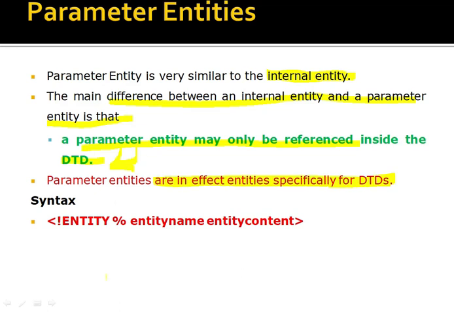And the syntax, how to use parameter entities. The syntax for internal entities we have seen: it begins with the ampersand symbol, followed by the entity name, then a semicolon. When you use parameter entities, ENTITY is the tag name, then a space, a percentage symbol, a space, followed by the entity name and then the entity content. This is the syntax.